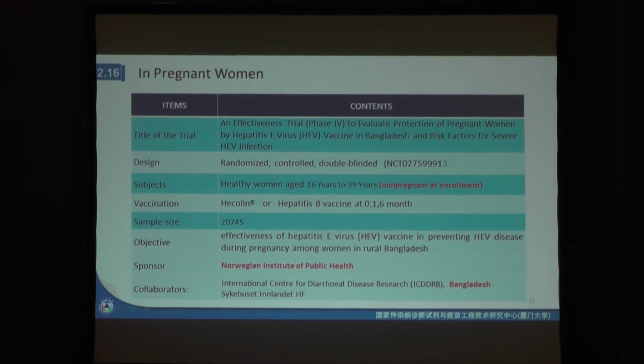It is now ongoing. They enrolled healthy women aged 16 years to 39 years. They were non-pregnant at enrollment. They were randomized to receive the HPV vaccine or the control HPV vaccine for 6 months. The sample size is 20,000. So they would like to analyze the effectiveness of this vaccine in preventing HPV disease during pregnancy.